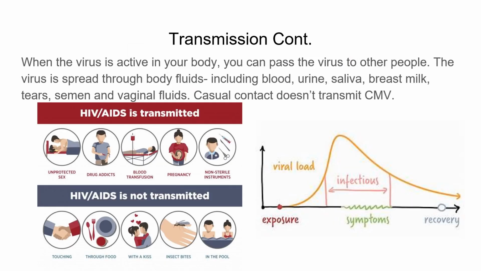When the virus is active in your body, you can pass the virus to others. The virus can be spread through body fluids, which includes blood, urine, saliva, breast milk, tears, semen, and vaginal fluids. Casual contact does not transmit CMV.